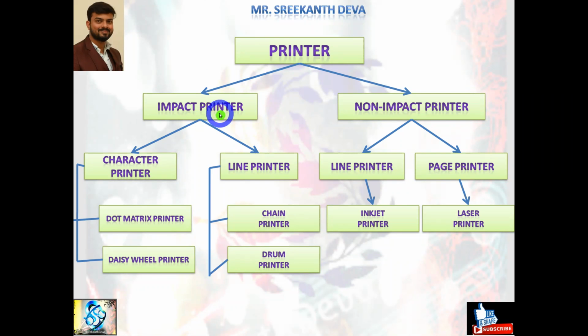What is an impact printer? On that, what is a character printer? What is a line printer? What are the examples of character printers, the dot matrix printer and the daisy wheel printer? What are their advantages and disadvantages? What are the chain printer and the drum printer, which are line printers? What are their advantages and disadvantages? We'll discuss impact printers in detail in this session.